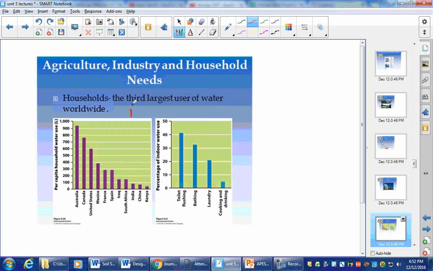If you look at the use of water in our households, you can see that there is a positive correlation with affluence, right? Like the more affluent these countries are, the more water we use.